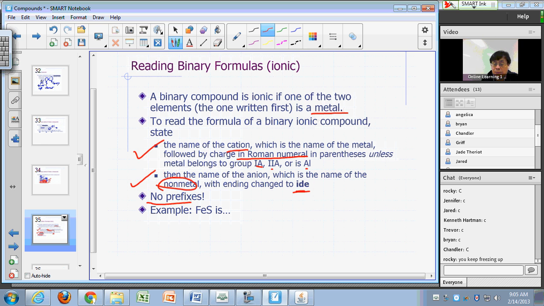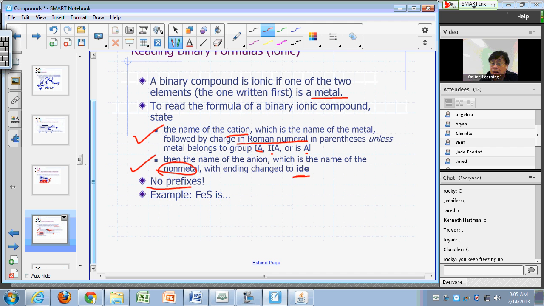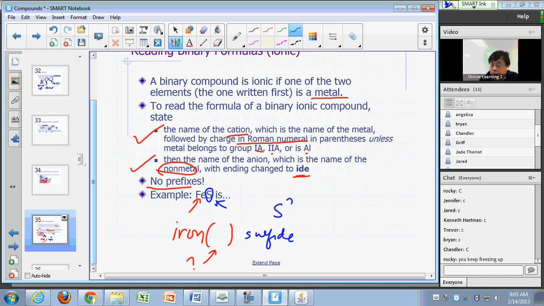Let's look at an example here, FeS. How do I know it's ionic? Iron is a metal. So I know the name of the cation is iron, but since this is a transition metal, I have to specify the charge. The question is, what is that charge? I'll have to figure that out. Okay? Now I look at the second element, it's sulfur, so that means that's sulfide. Okay, the anion is sulfide, and sulfide is S with a -2 charge.